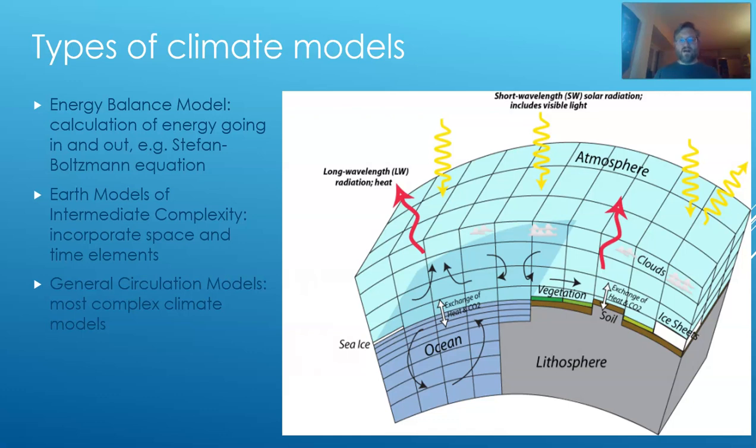And then the most complex models that we have are what are called general circulation models. And the diagram here on the screen is an illustration of kind of what's going on within a general circulation model. And these are the models that are used for a lot of the projections of future climate change that you may see in the media, that you may see in the Intergovernmental Panel on Climate Change reports, which we'll talk about in more detail next week, who the IPCC is. A lot of these projections are made with these general circulation models because they're the most complex.